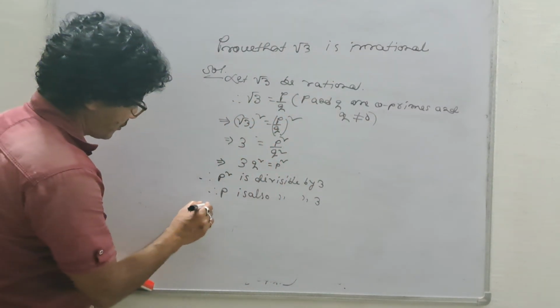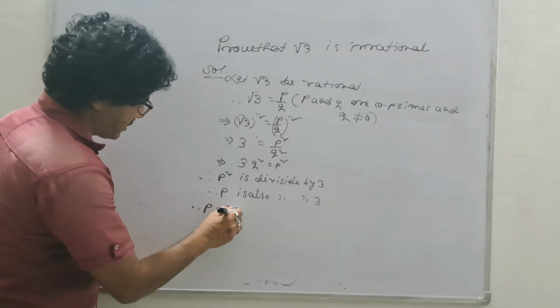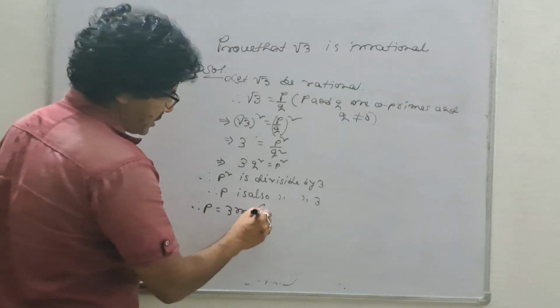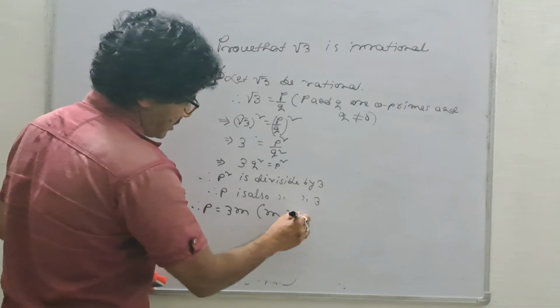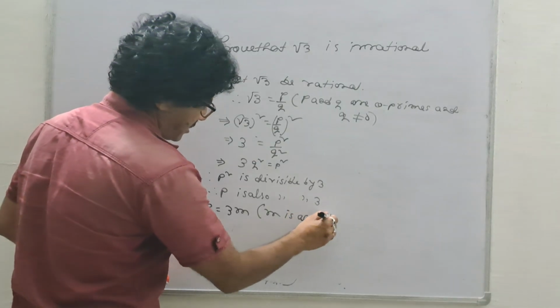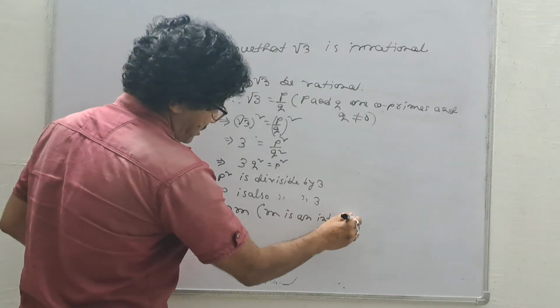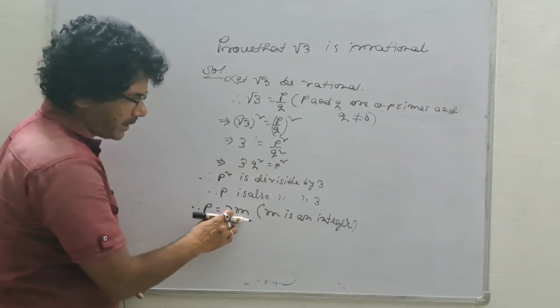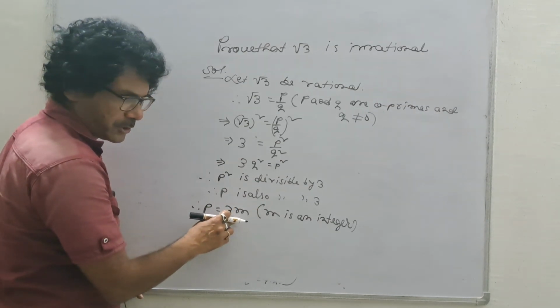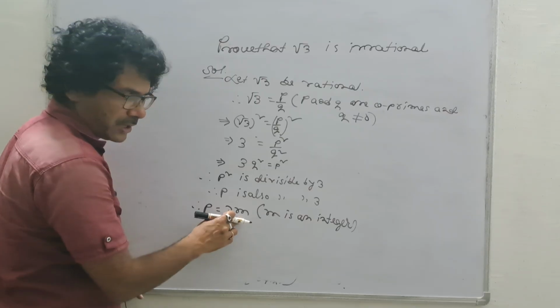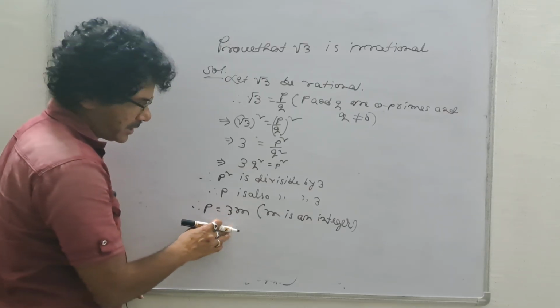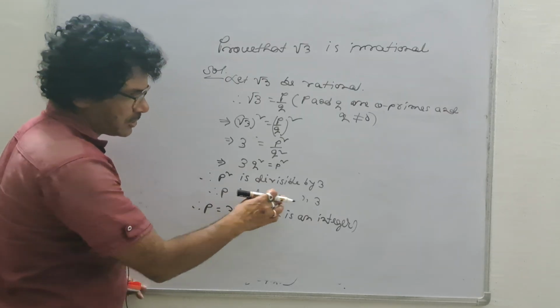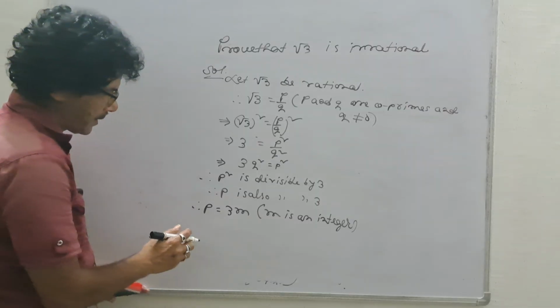Therefore, what can we write? P is divisible by 3 means p can be written in the form 3m, where m is an integer. If I take m equal to 1, then 3 is divisible by 3. If I take m equal to 2, then 6 is also divisible by 3. If I take m equal to 3, then 9 is also divisible by 3. So p can be written in the form 3m since p is divisible by 3.